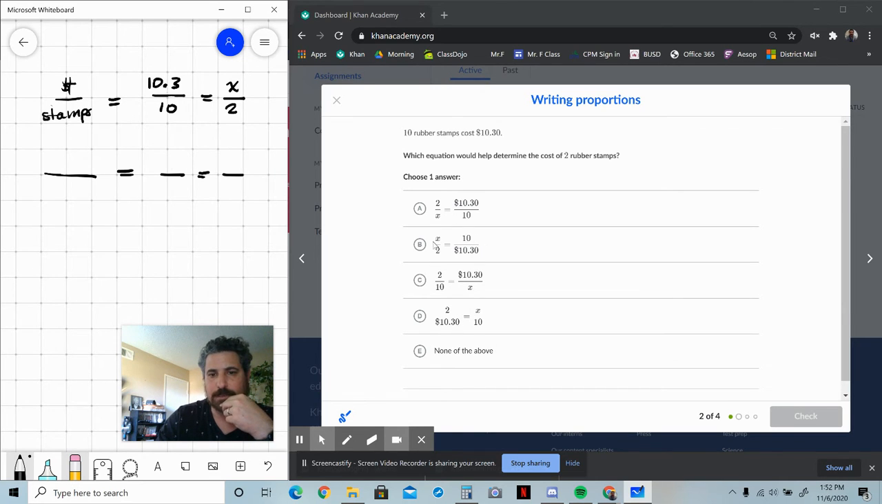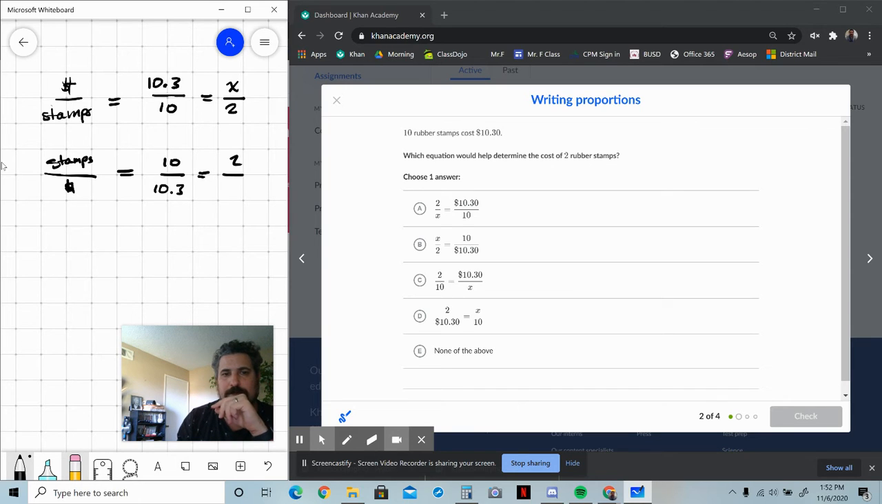I do see the inverse of it, where they flipped it top to bottom, right? So if we flipped it, it would look like this: you'd have the stamps on top and the dollars on bottom, so it would be 10.3 on the bottom and 10 on the top.